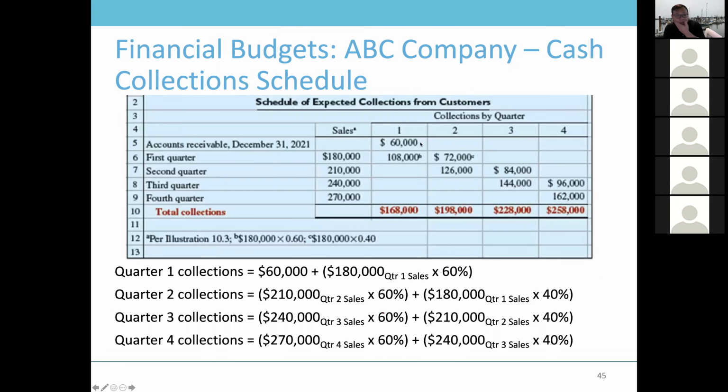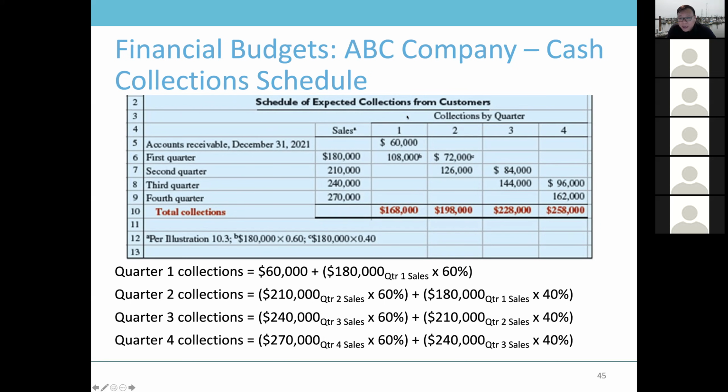So now let's take a look at this question. Let's take a look at the sales, okay? The sales for each quarter, we figured out, are 180, 210, 240, 270. That's the amount of the dollar sales for each quarter, okay? We have done that in the previous sales project, right? That number is from the sales project.